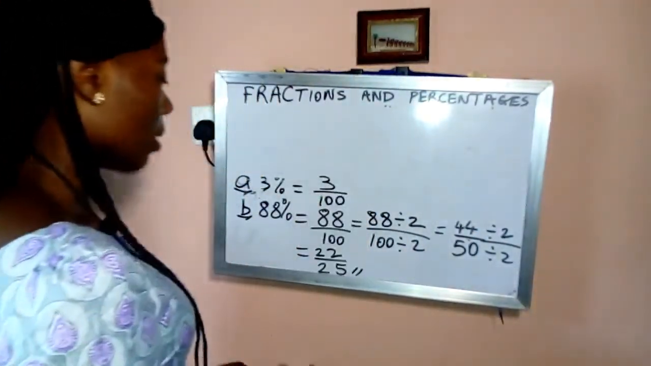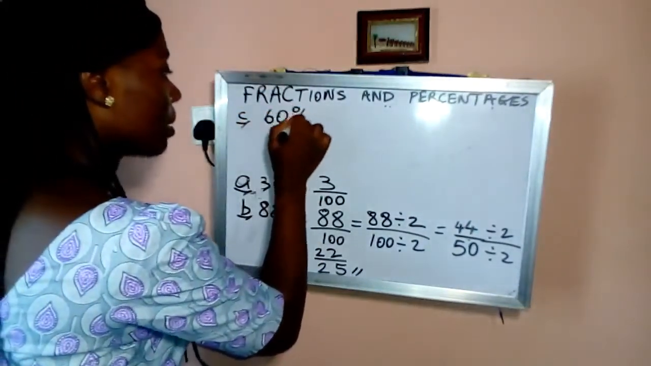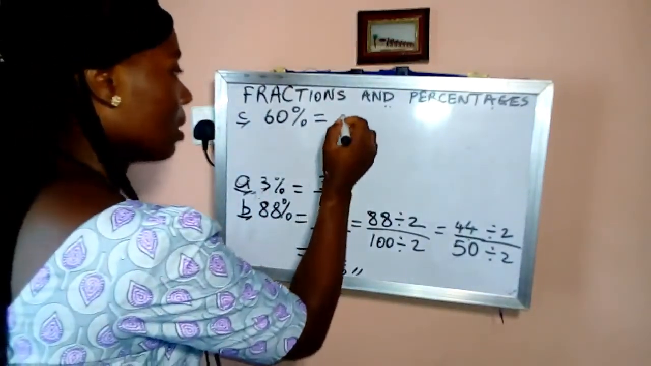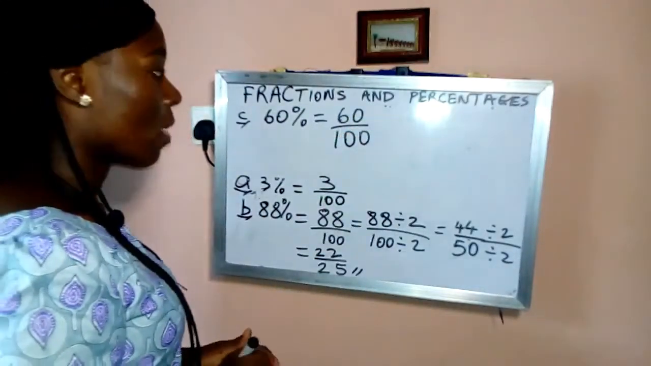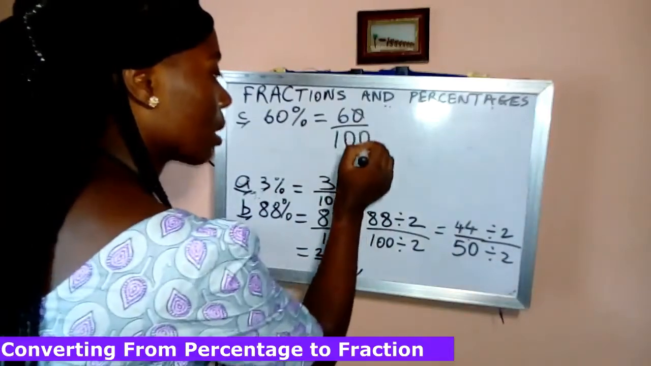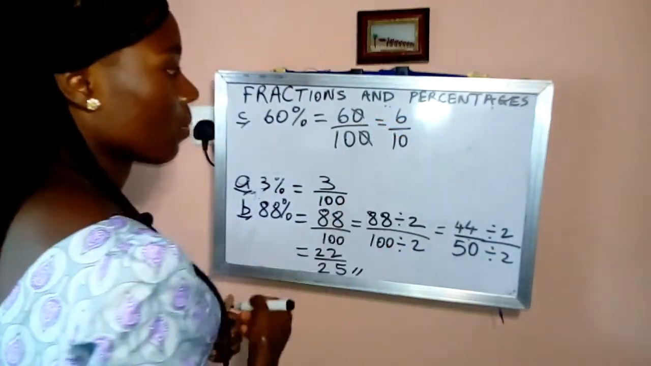60% as our next question. I have C, 60%. Same way we did with the others, we simply have it as 60 over 100. This is quite easy because I can easily cancel out my zeros. 0 will cancel out the 0. I'm left with 6 over 10.